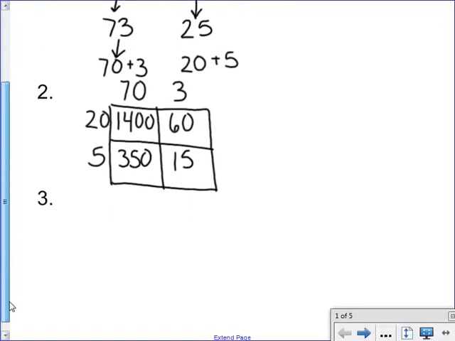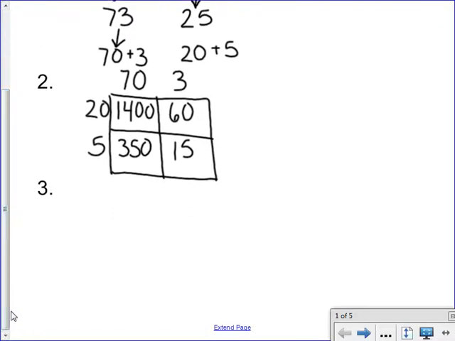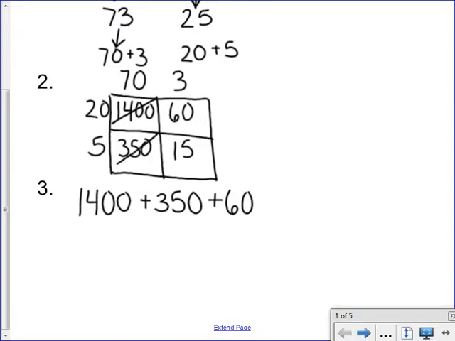What we need to do with each of those products is add them all together. So we'll have 1400 plus 350 plus 60 plus 15. I went ahead and used a calculator and found that this is equal to 1,825.